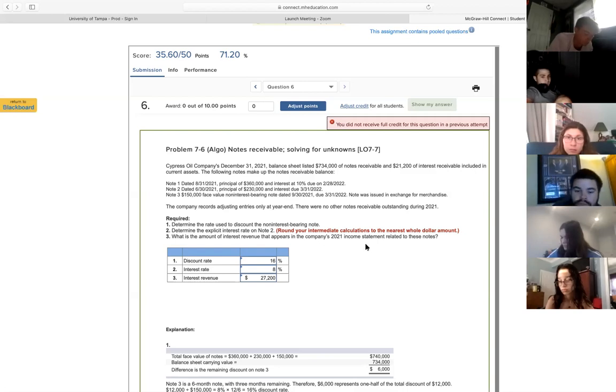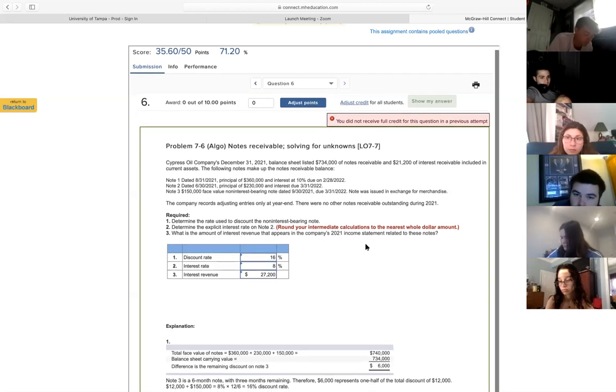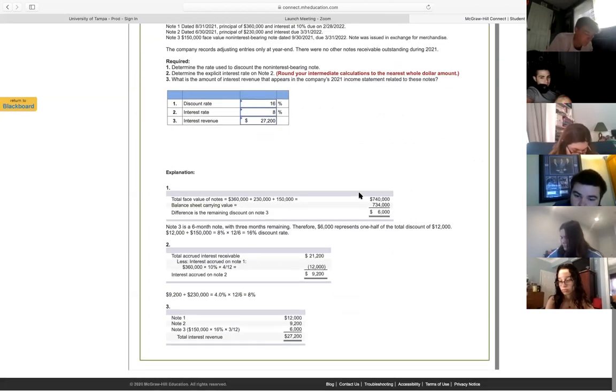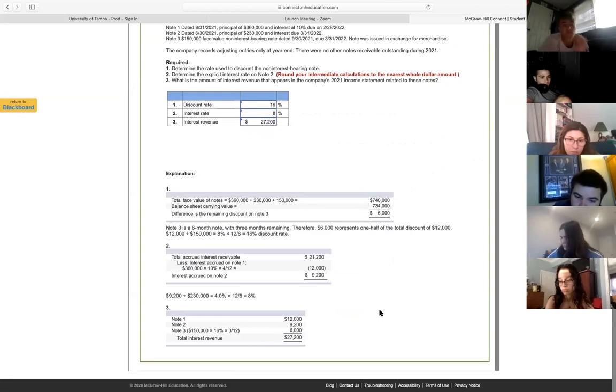Okay, so that's the answer to that. And then the explanation, if you want to take a copy of the explanation so that you understand it for your knowledge. I normally teach this. Okay, so is everybody okay with this screen share?